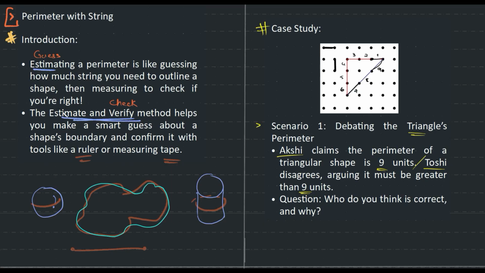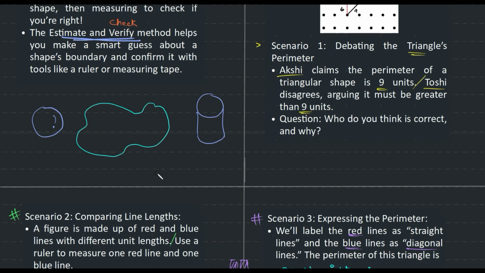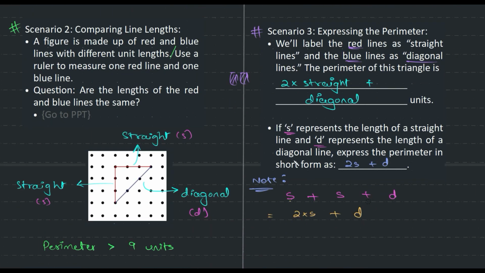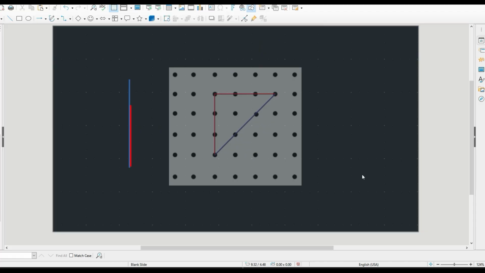Okay. And then we learned the art of estimation and verification. Estimation is to guess, verification is to check. So we did that with one activity. And we learned a new word called diagonal. So diagonal is nothing but slant lines. Okay. So originally this was, it will take some time. Oh yeah, I do have it here.